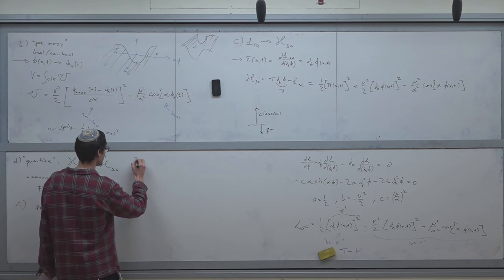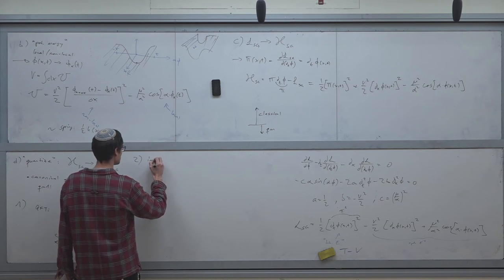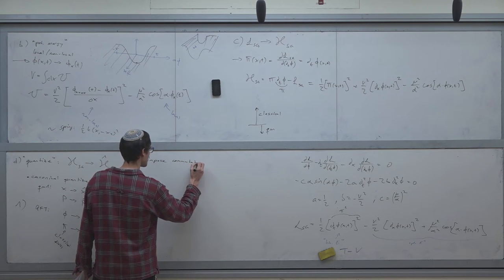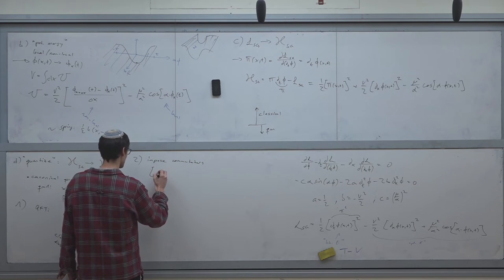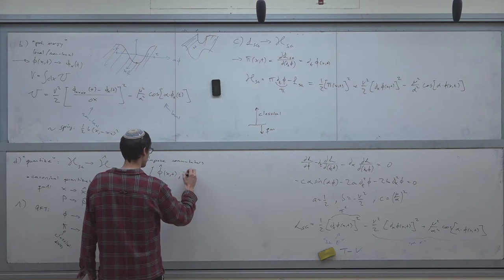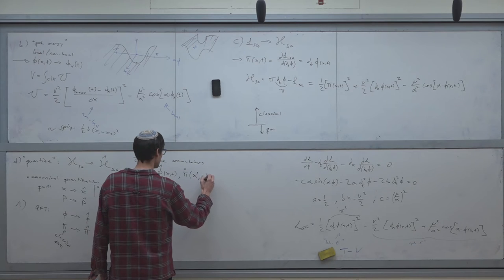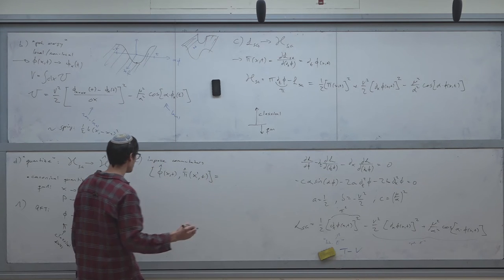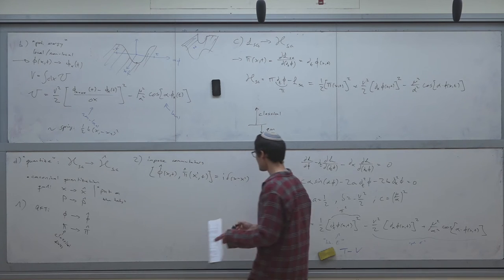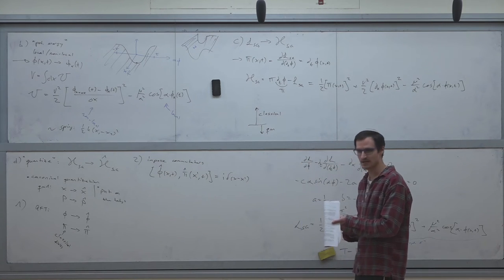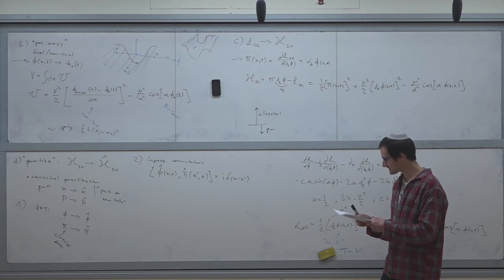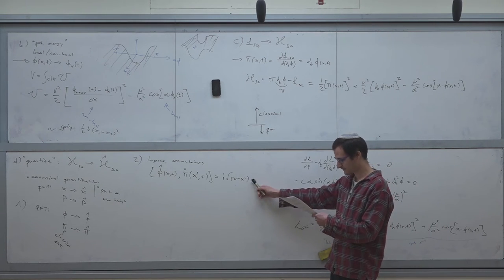And step number two is you have to impose commutation relations. So the commutator of phi hat(x, t) with pi hat(x', t) has to be equal to i times delta(x - x'). I'm setting h bar equals 1 as usual. And this is my postulate.